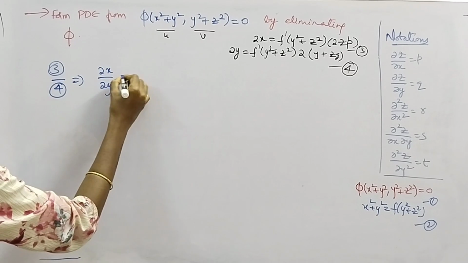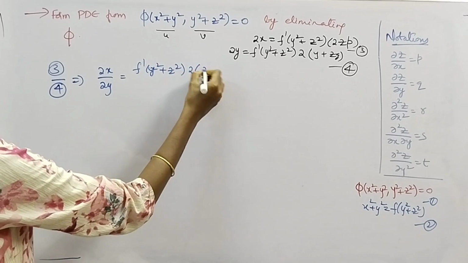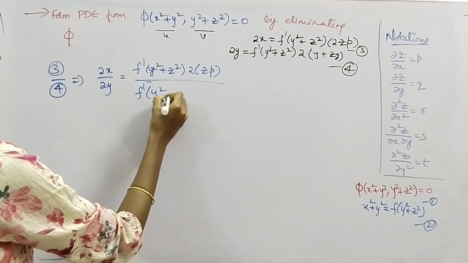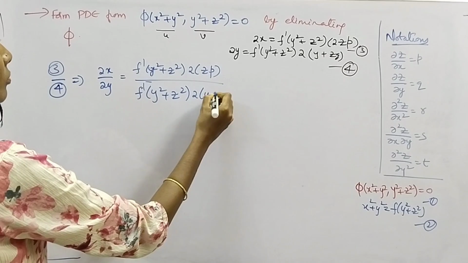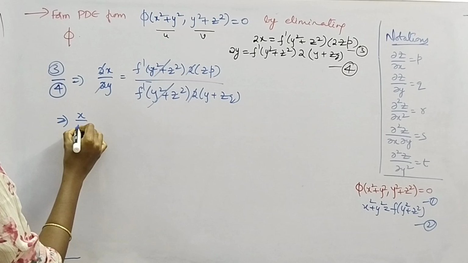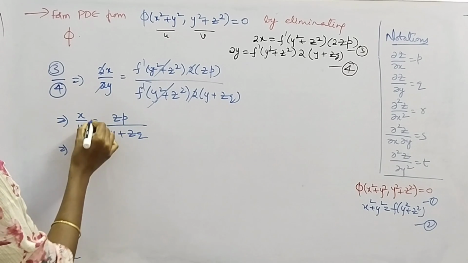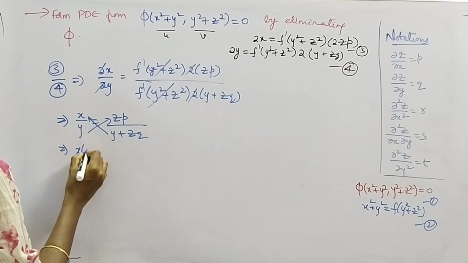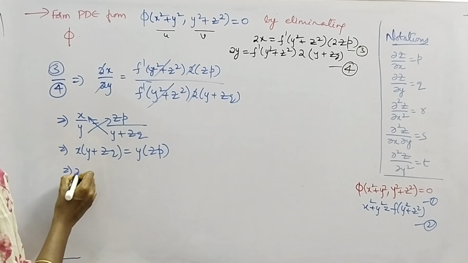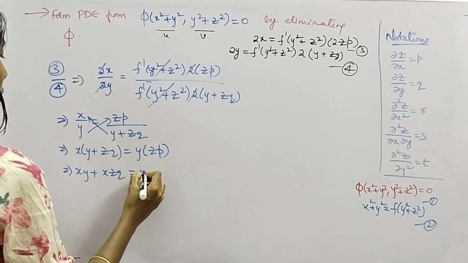LHS of 3 by LHS of 4, RHS of 3. I wrote 2zp as 2 times zp, okay, into RHS of 4. This 2 and f dash gets cancelled, here also 2 gets cancelled. This gives us x by y equal to zp by y plus zq. Now make a cross multiplication to simplify it. x times y plus zq equal to y times zp. This gives us xy plus xzq equal to yzp.